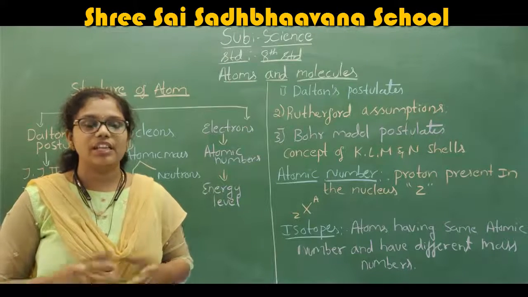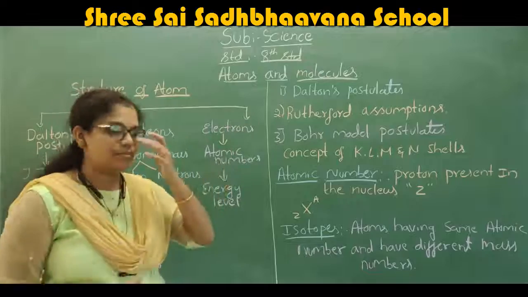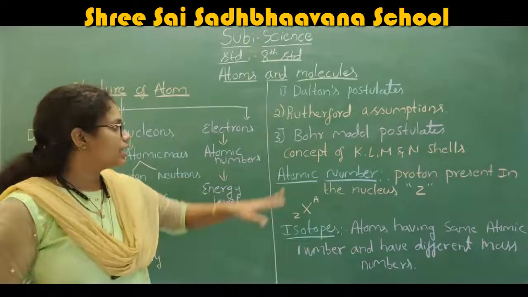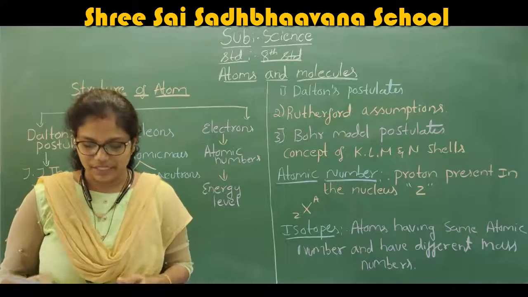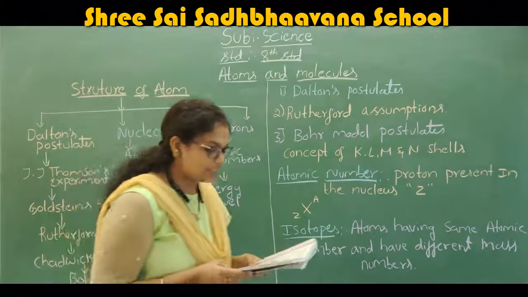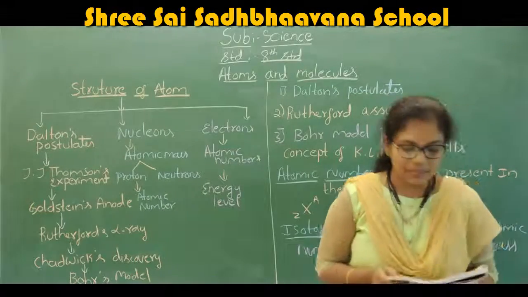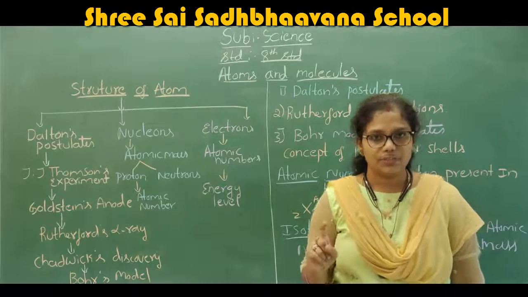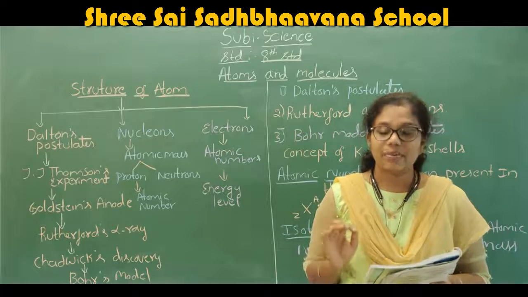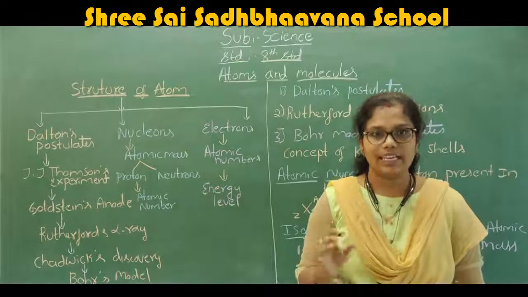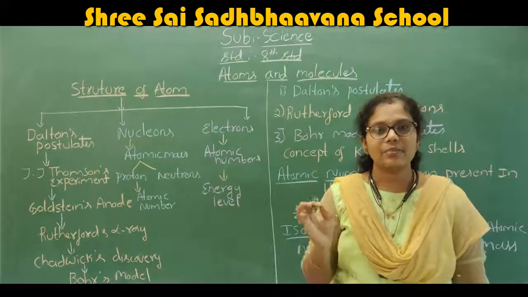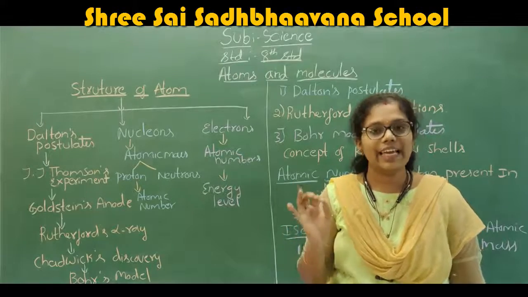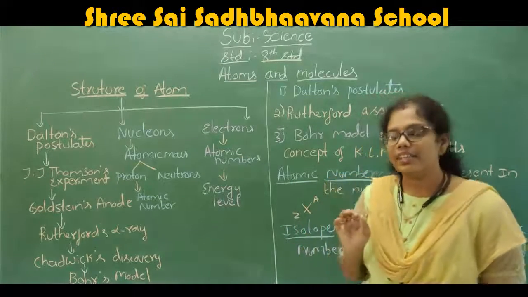Now we are going to discuss some of the postulates of the atoms. What are the important postulates Dalton gave to the atom? The first point is, elements are made up of very small indivisible particles called atoms. This is the first postulate. How are elements made? Elements are made up of very small, tiny particles. We call that an atom.